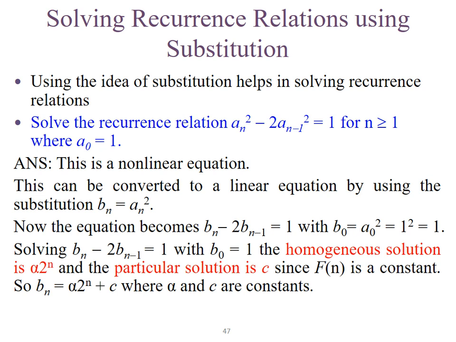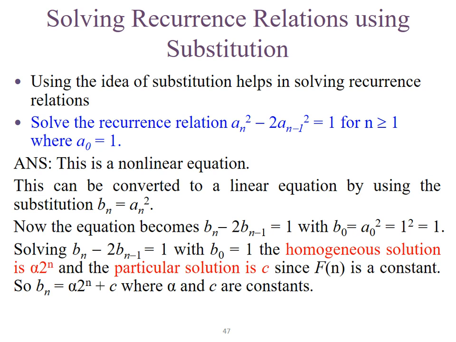Alright, so our last example is a nonlinear, non-homogeneous recurrence relation. You can see in this example we have a_n^2 - 2a_(n-1)^2 = 1. When we express a_n, we use the previous term a_(n-1), but we have a square here, and we also have 1 here. So it is a non-linear, non-homogeneous recurrence relation.